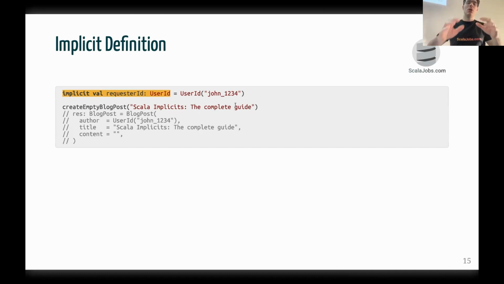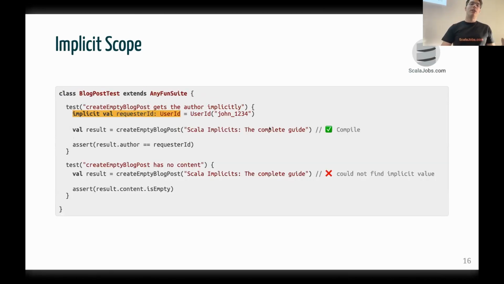It's actually scoped. So for example, let's say that we have a test with 2 unit tests for create empty blog post, and this implicit value is only defined within the first unit test. This means that the first test compiles, but the second doesn't, because when I call create empty blog post, it cannot access the implicit value. It's not visible. And the rule of thumb about how visibility works is essentially: if you were able to insert your requester ID here without any special import, and if you could pass it explicitly without any import, then the compiler can see it. If you need a path, then the compiler cannot.